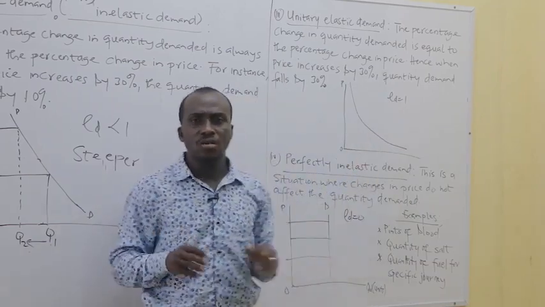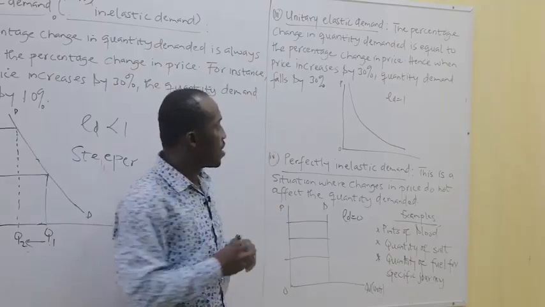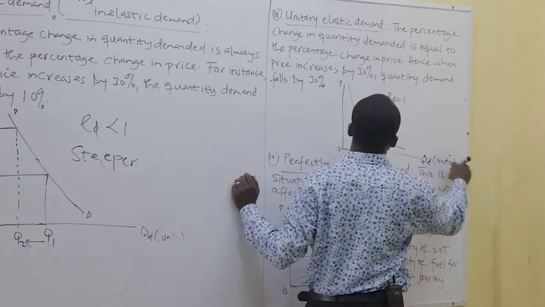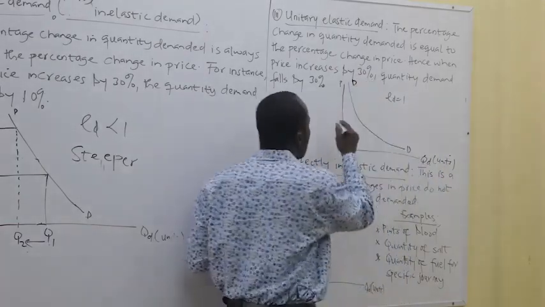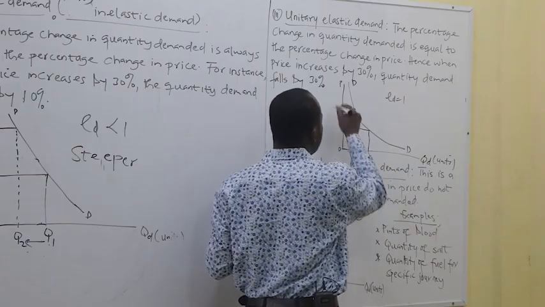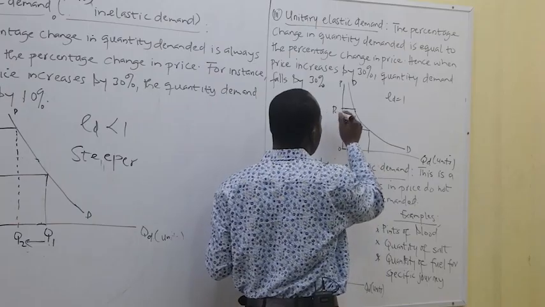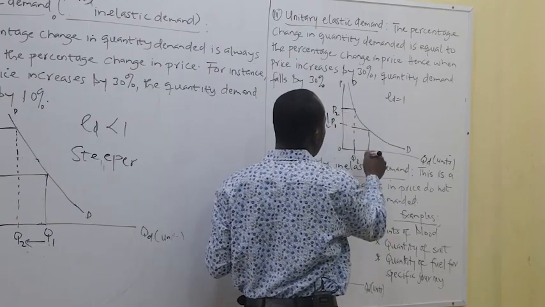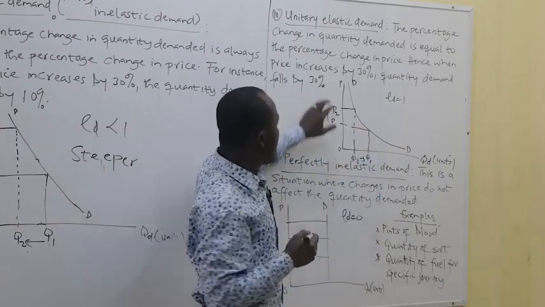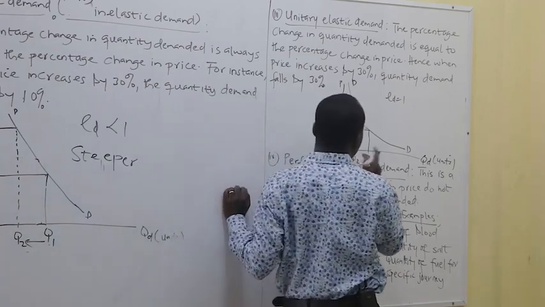In rare cases, only a few commodities behave that way, right? So if you look at the diagram here, we have quantity demanded, D. Here this has 1, and here this has 1. So the change in price and the change in quantity demanded is the same, and elasticity is equal to 1.